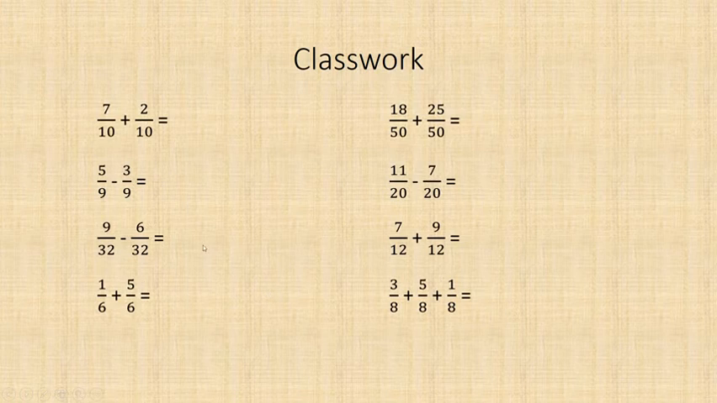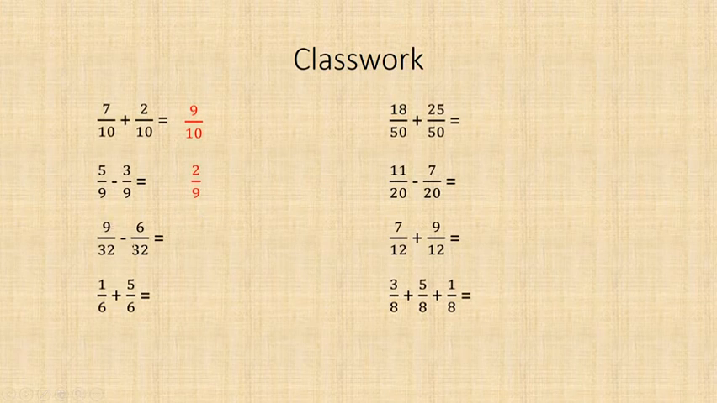Okay, let's solve it together here. 7 over 10 plus 2 over 10, they have the same denominators, so let's add the numerators, which is going to be 9 over 10. Easy. 5 over 9 minus 3 over 9, I have the same denominators, so 5 minus 3 equals 2 over 9.